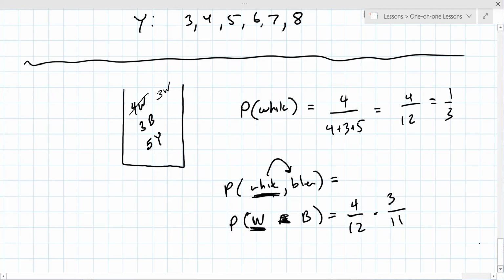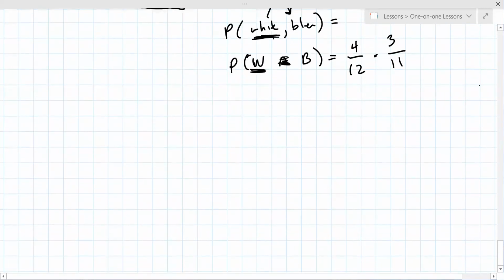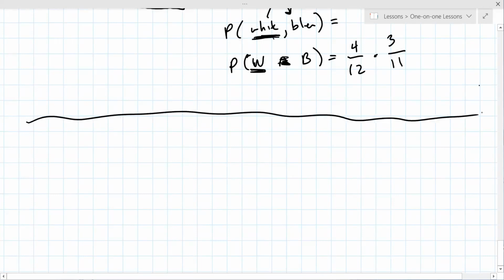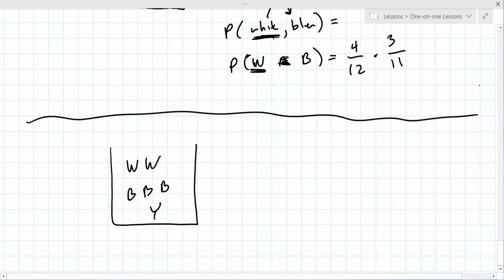Okay, so you haven't seen this before. Let's make a much simpler example, because this absolutely needs to be clear. Let's make a much smaller jar. There's a white, a blue, a blue, a blue, and then a yellow. The probability of selecting a yellow here is 1 out of 6.